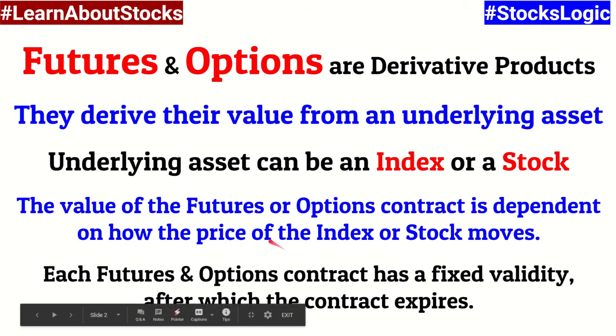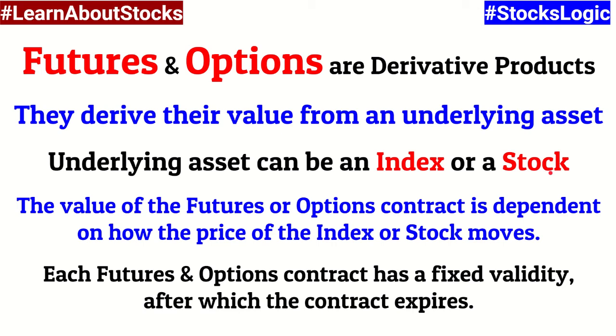Now, there is another important point that everybody needs to know: these futures and options contracts have a fixed validity. These are contracts, so these are agreements. They have a fixed validity and an expiry date. After the expiry date, these futures and options contracts do not remain valid. So you need to be careful of the expiry date as well when you are buying or selling a particular futures or options contract. Be mindful of this fact.